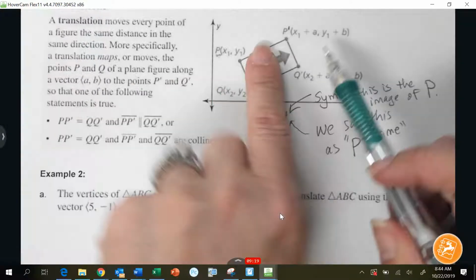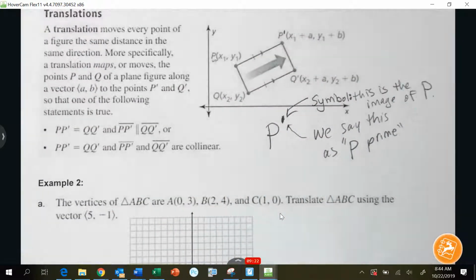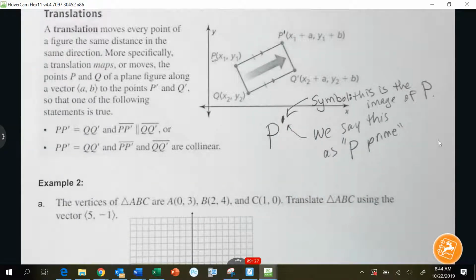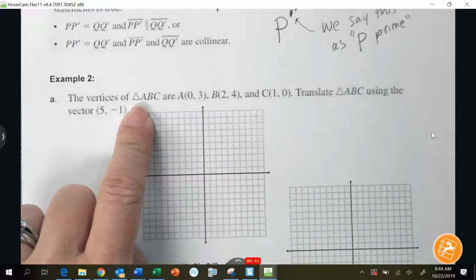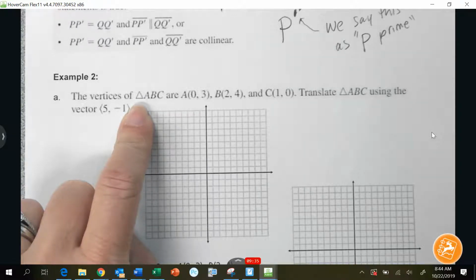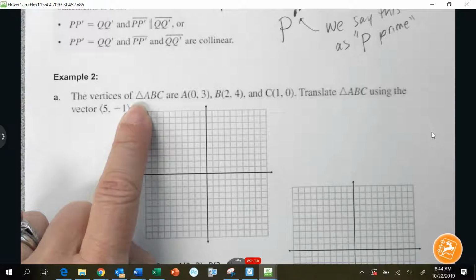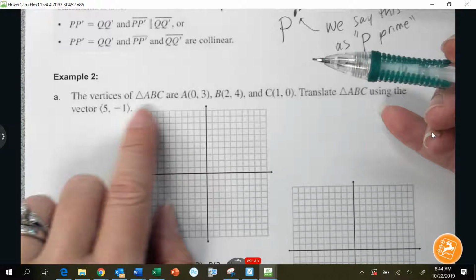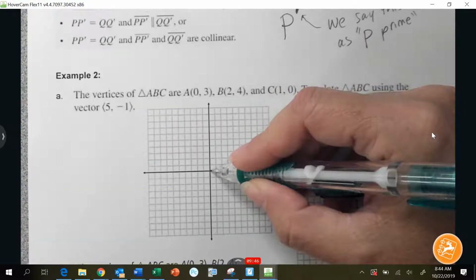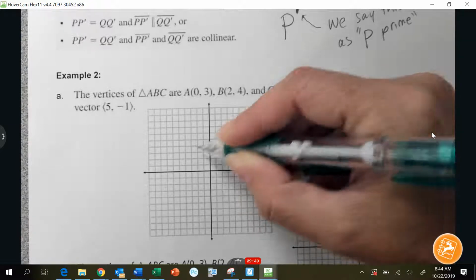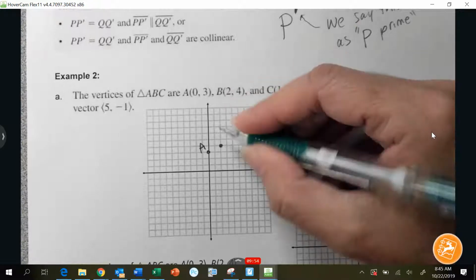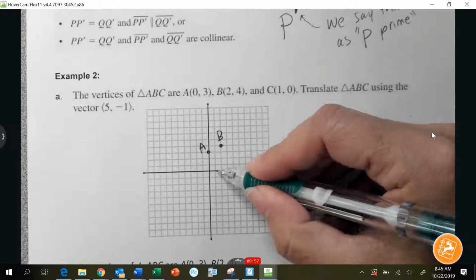Because you won't have all these arrows and all that stuff when you actually do it yourself. So Q is the pre-image, Q prime is the image. So here we have vertices of, ooh, what's this say right here? Anybody know? Rakai, do you know what this says right here? Yeah, triangle. Good guess. Triangle ABC. The vertices of triangle ABC are at 0, 3 for A, 2, 4 is B, and C is 1, 0.